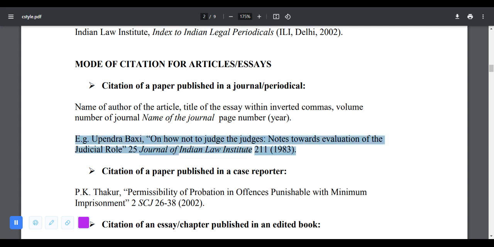This is the format you have to use: first provide the name of the author of the article, then a comma, then the title of the essay or article within inverted commas, then a comma, then the volume number of the journal, then a space, then the name of the journal, then a space, then the page number, then a space, then in brackets the year of publication. Understood?